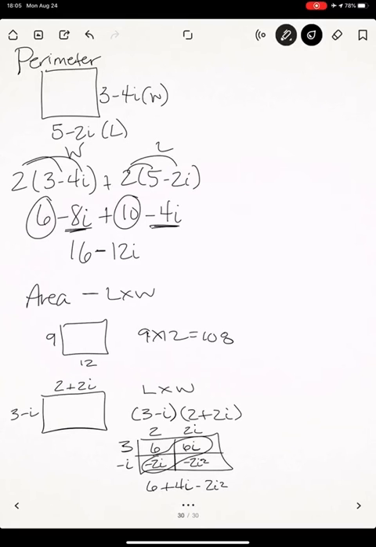Now remember that i squared, I'm going to write it over here, is equal to negative 1. So when we come up here, because I'm running out of room, I'm going to say 6 plus 4i minus 2 times negative 1. Well, negative 2 times negative 1 is positive 2, so that gives us 6 plus 4i plus 2. So again, our like terms here are 6 and 2. That gives us 8, so 8 plus 4i.